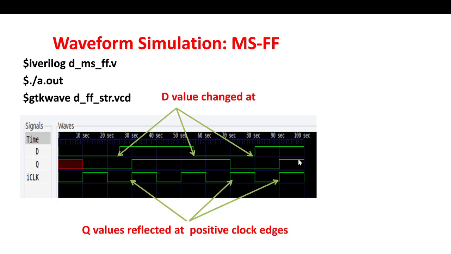So the waveforms can be observed there. This is the D value, and this is the positive edge. In this edge, we observe that output is changing to 1. Here again, output is 1, so it remains 1. Here it is 0, so it goes to 0. Okay. So next slide.